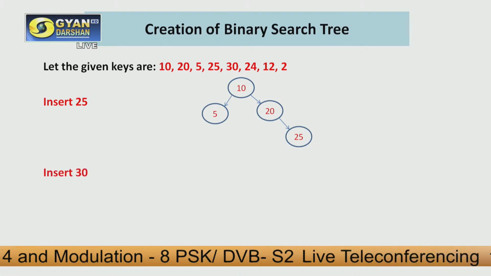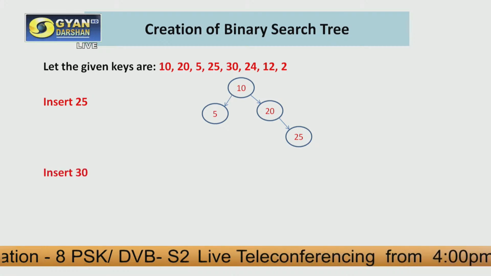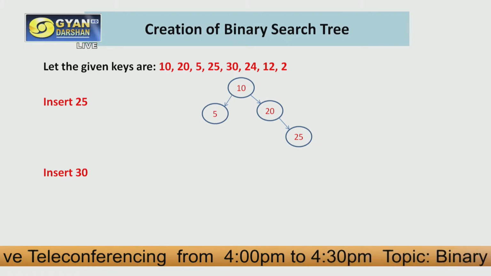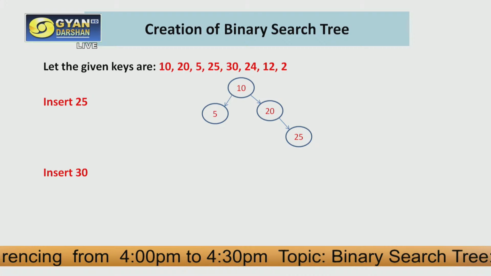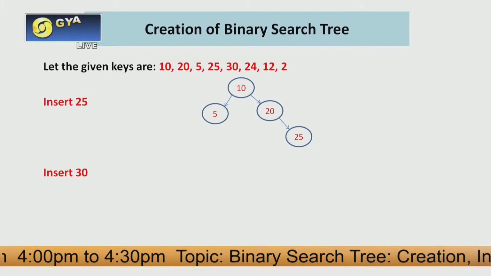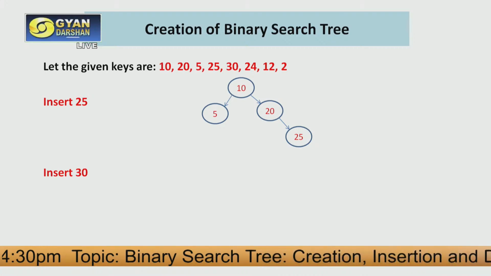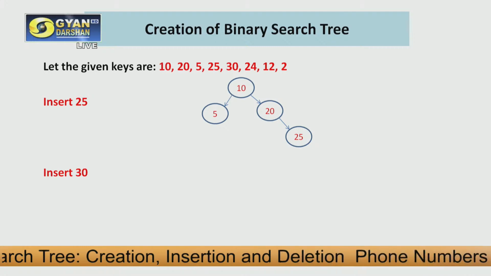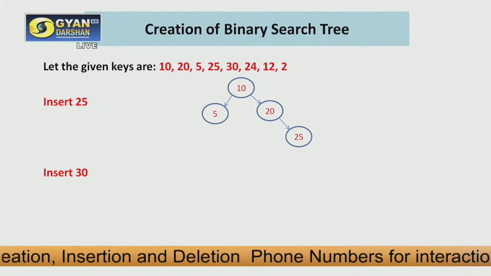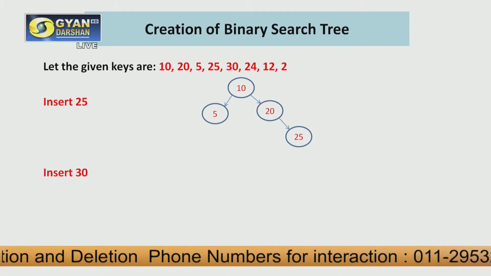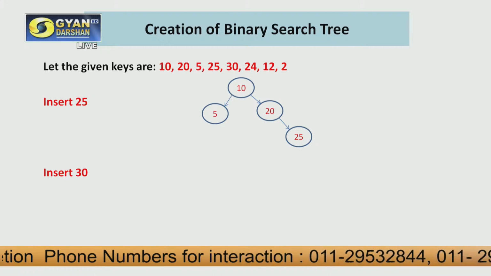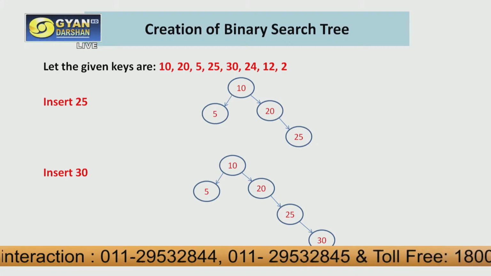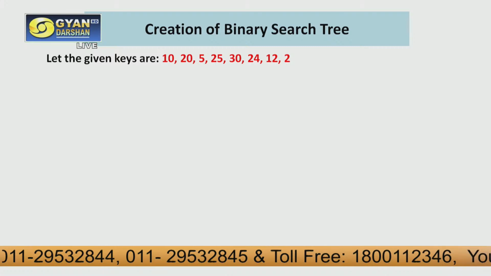Now the next insertion will be 30. So 30, again we will compare with 10. It is greater, go to the right. It is 20, compare with that, go to the right. It is 25, still 30 is greater than 25. So it will be inserted as the right child of 25, and the BST will become like this.